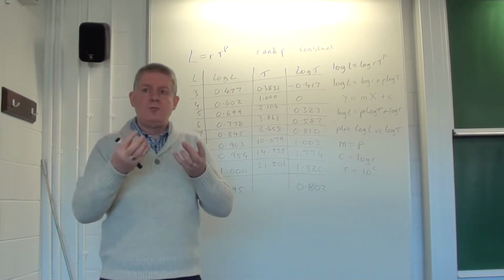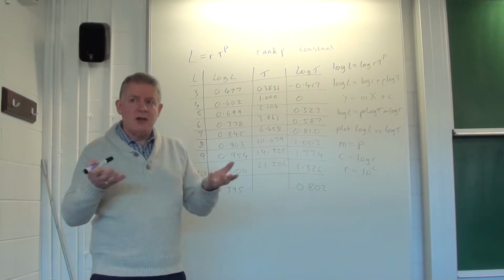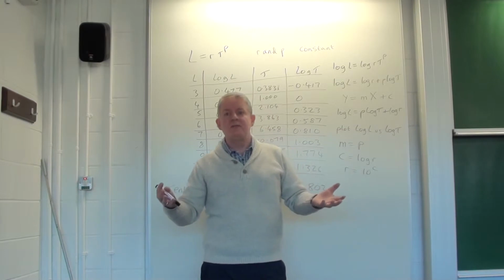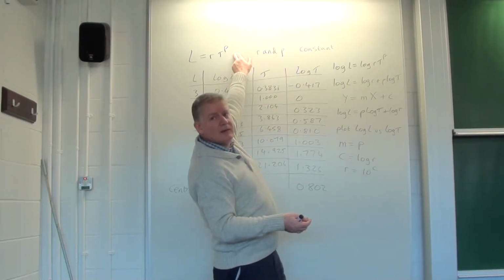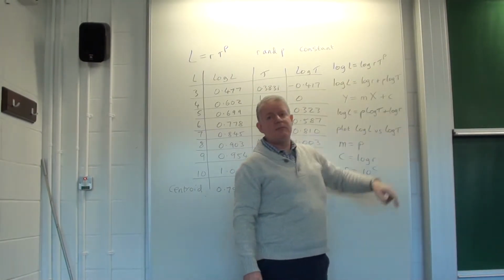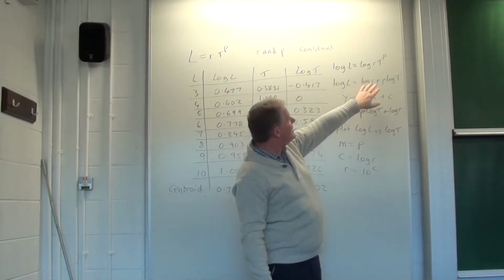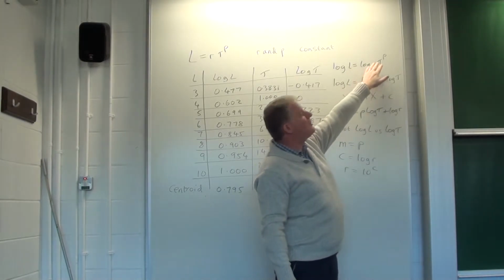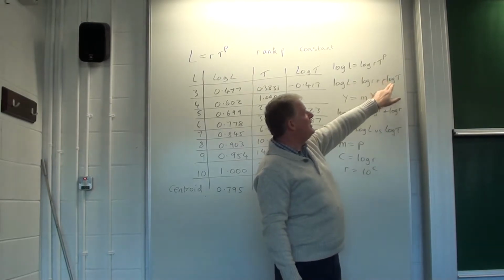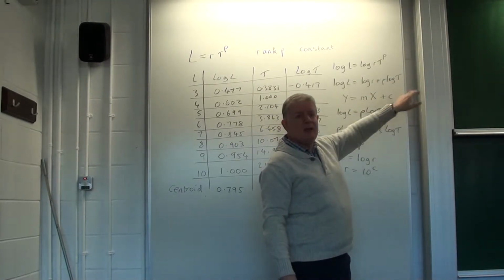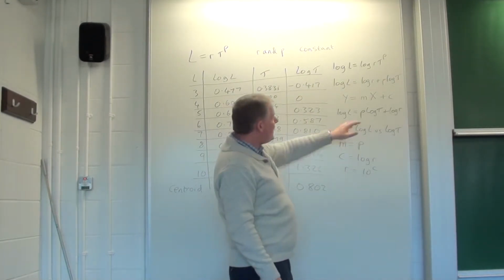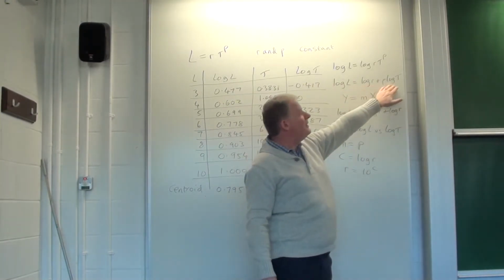So what you do, you have to rearrange, you have to take logarithms of each side. Now that is the rule, you take logarithms of each side whenever you see a power like this. So log of L equals log of R T to the power of P. Well, that's the same as log R plus log of T to the power of P. But I've just taken the shortcut that that's the same as P log T. Okay, it's your basic rules of indices and logs. So log L equals log R plus P log T.